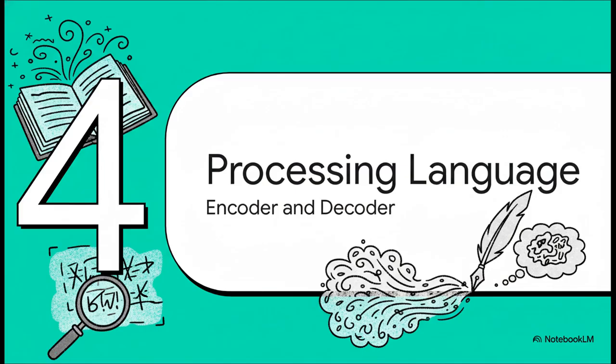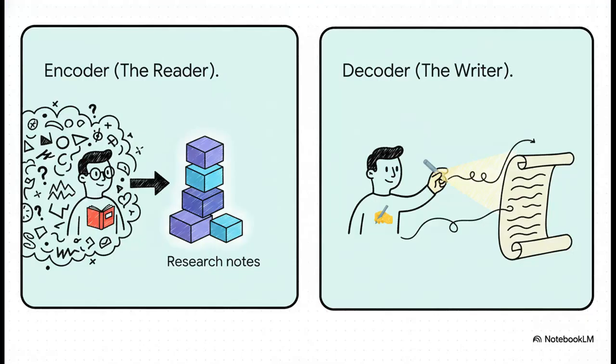So who exactly is on this research team? Well, there are two key players, the encoder and the decoder. You can think of one as an expert at reading and understanding, and the other as a master at writing and creating. Let's dig into their roles. And this just lays it out perfectly. The encoder is our reader. Its entire job is to take your prompt, read it, and create this really rich understanding of what it means. Think of it like detailed research notes.